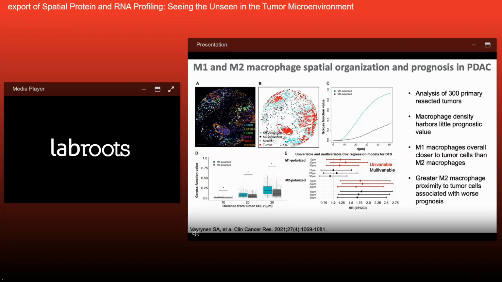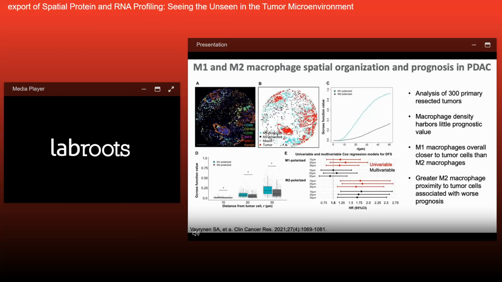Rather, M1 macrophages are overall closer to tumor cells than M2 macrophages, as you can see in the lower left. And when we then looked at proximity and survival, we found that tumors with immunosuppressive M2-like macrophages closer to tumor cells were associated with worse survival, as shown in the plot at the lower right. And this was really true across a range of distances. And in contrast, M1 macrophage location did not associate with survival.